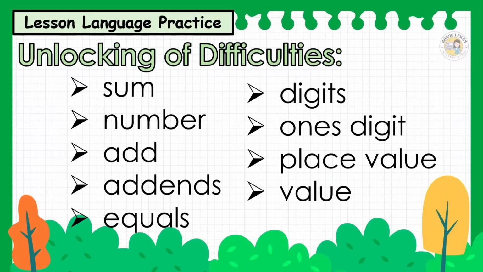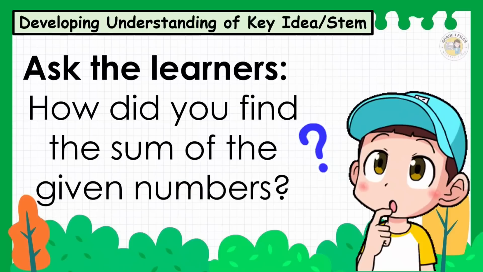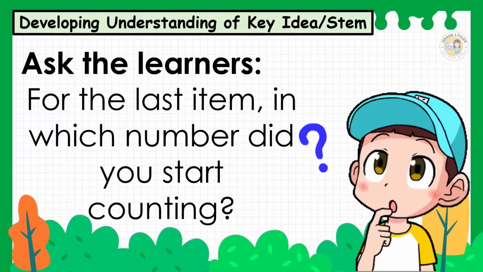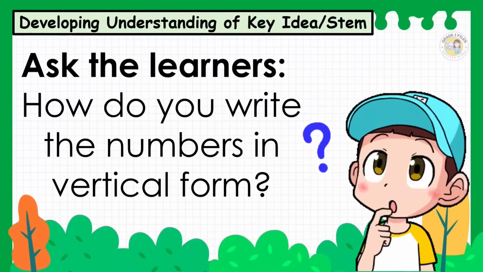Here are some words that we could tackle during our lesson for today. Bring out your show me boards. Find the sum of the following numbers. Now, how did you find the sum of the given numbers? For the last item, in which number did you start counting? Would you get a different answer if you start counting from 7? How do you write the numbers in vertical form?